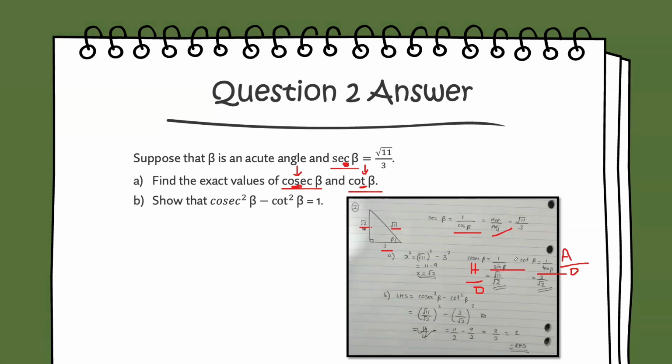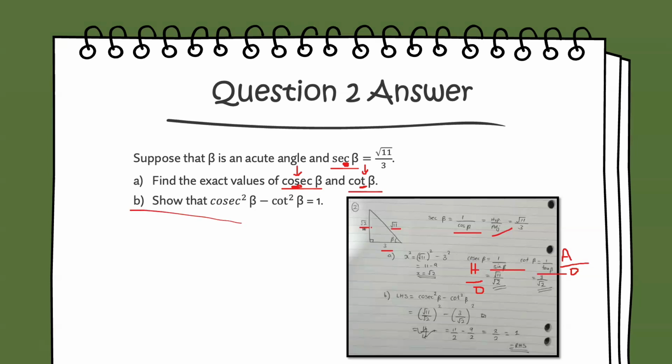Now from that, we can figure out what cosec B and cot B is. So cosec B is hypotenuse over opposite, which is root 11 over root 2, and cot B is equal to adjacent over opposite, which is 3 over root 2.